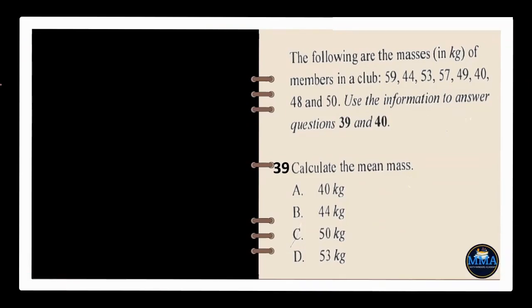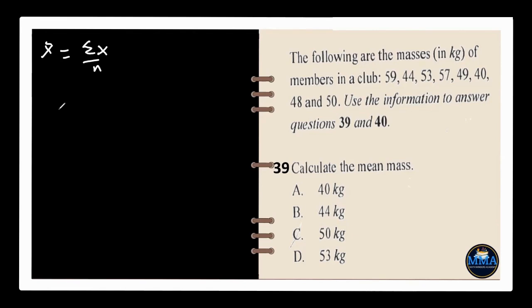Question number 39 says the following are the masses in kilogram of members in a club: 59, 44, 53, 57, 49, 40, 48, and 50. Use the information to answer questions 39 and 40. So question 39, calculate the mean mass. So if we want to calculate the mean mass, of course, this is mean.